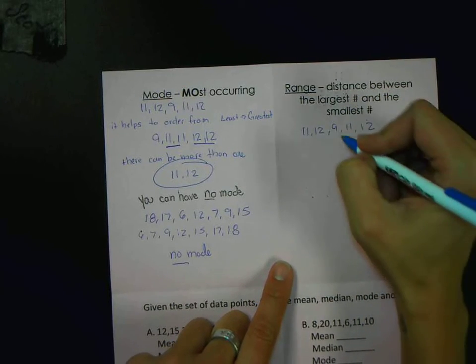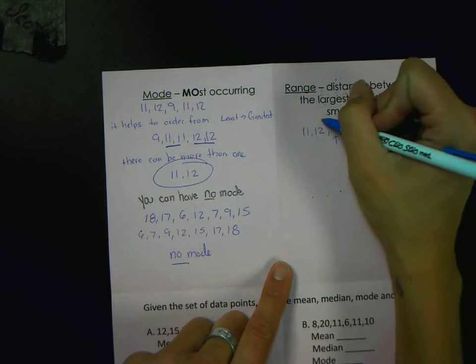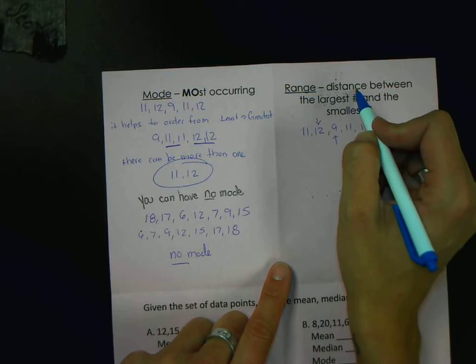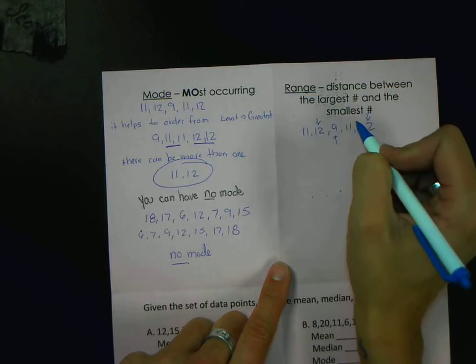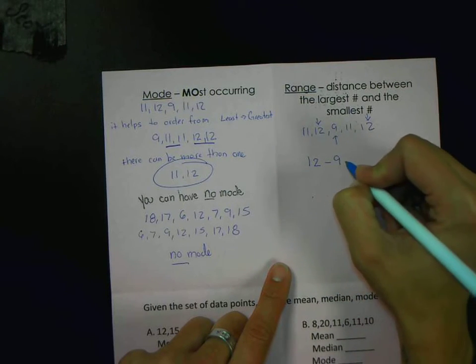So we want the distance, meaning we want to find the distance by subtraction between the largest number and the smallest number. My largest number is 12. I'm going to subtract my smallest number, 9. And my range between my data points is going to be 3. All right, that's it for that one.